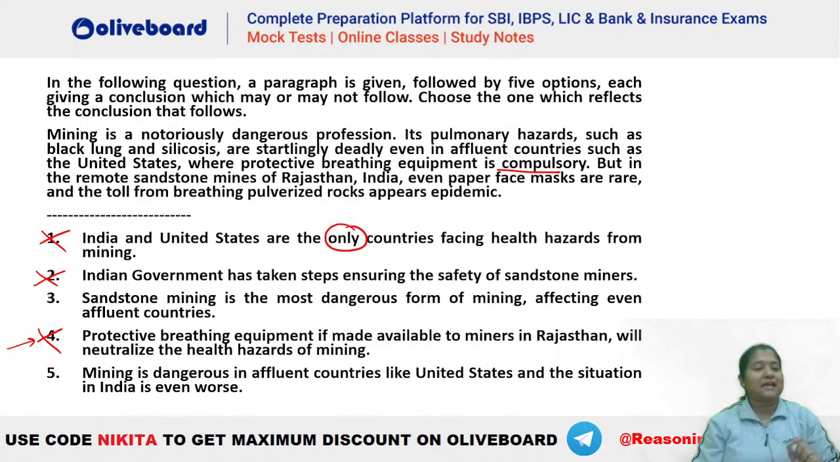What does 3 say? Sandstone mining is the most dangerous. You can see, most dangerous. Can we conclude this information, that it is the most dangerous? It is one of the dangerous things, right? It is very dangerous, you can say, but can we say most dangerous? Is it right, guys, to conclude that it is the most dangerous form of mining? We have been given the information about this particular form of mining, that it has health hazards. But we do not know about the other forms of mining. There may be something which is even more dangerous, right? So no information has been given about this. So you cannot conclude that it is the most dangerous.